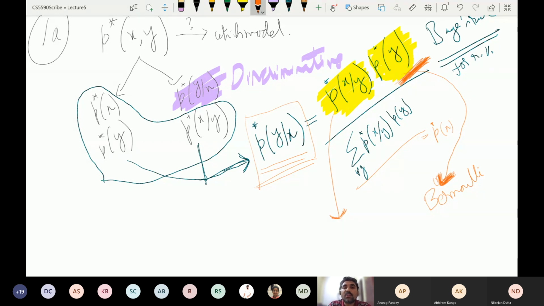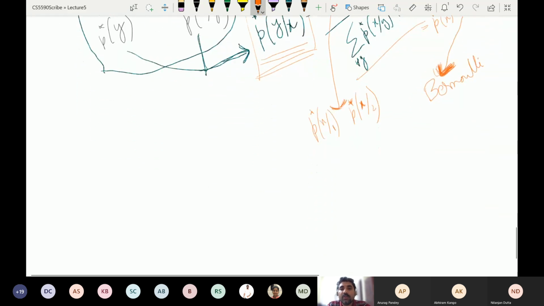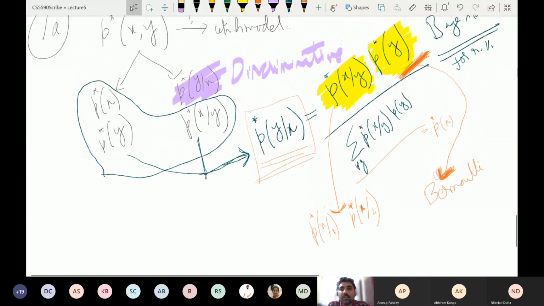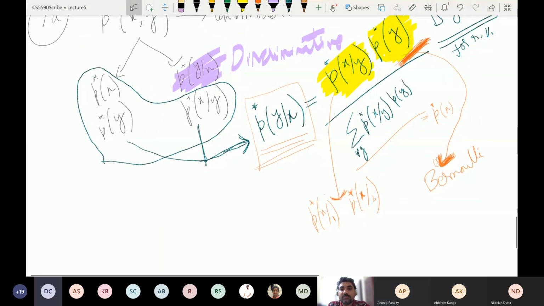Now what about class conditionals? How many distributions are there here? Two, very good. There is one distribution for every y. So I have to model p star of x given 1, and I should also model p star of x given 2 when the class is 2. Is this point clear?